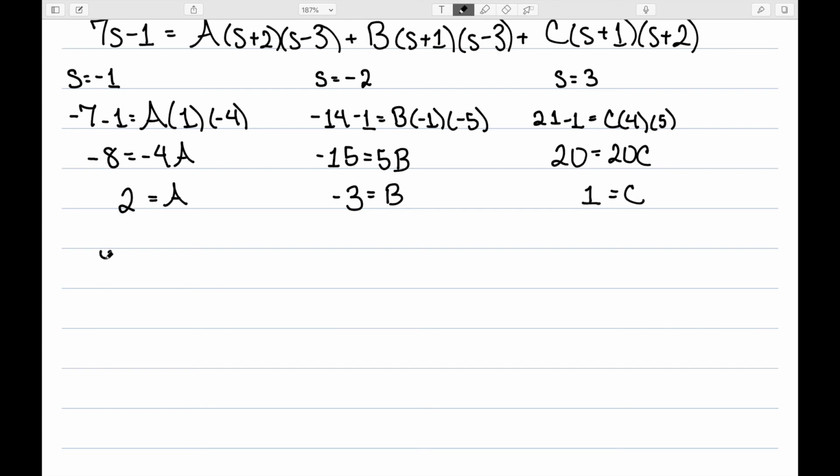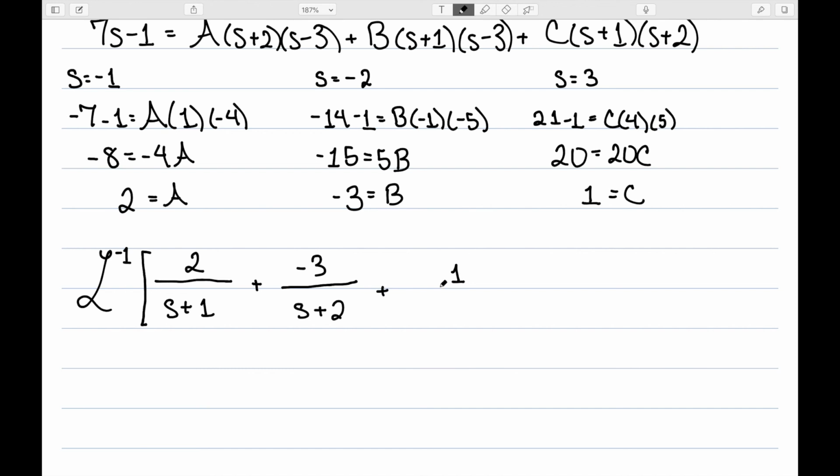So now I'm going to rewrite this. This was of the form A over s + 1, plus B over s + 2, plus C over s - 3.